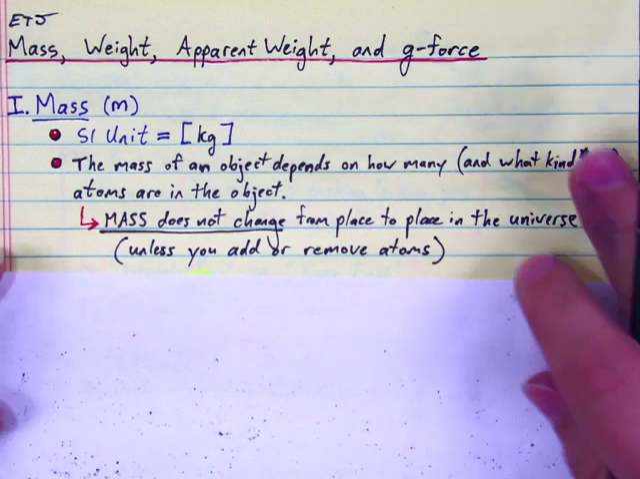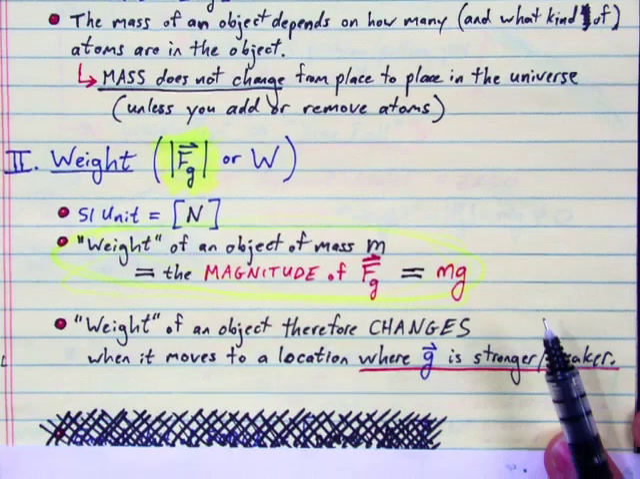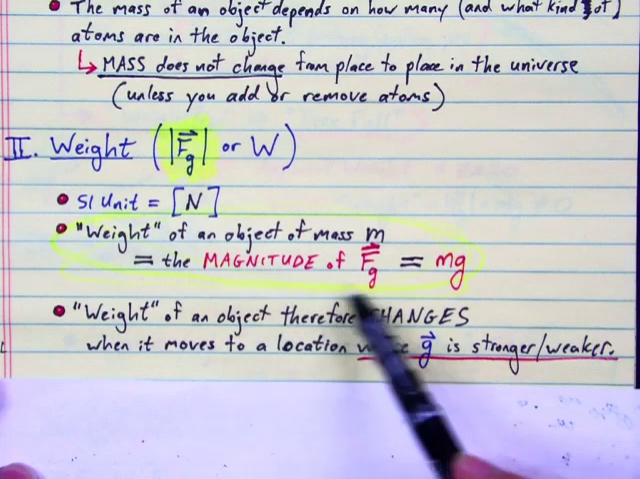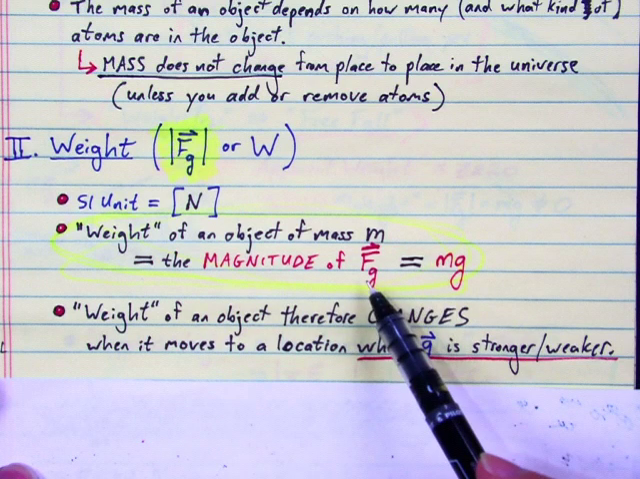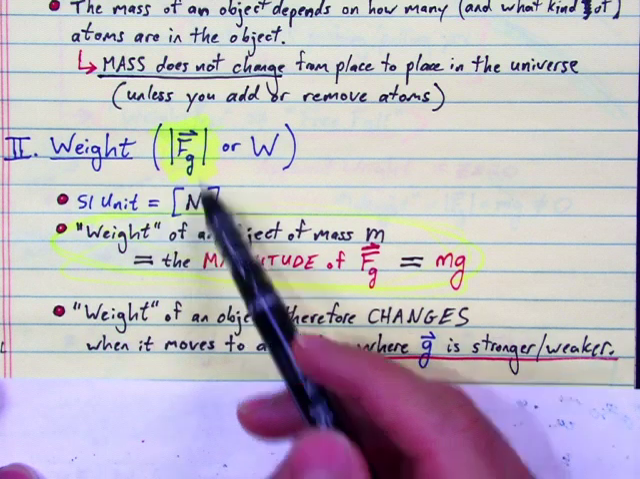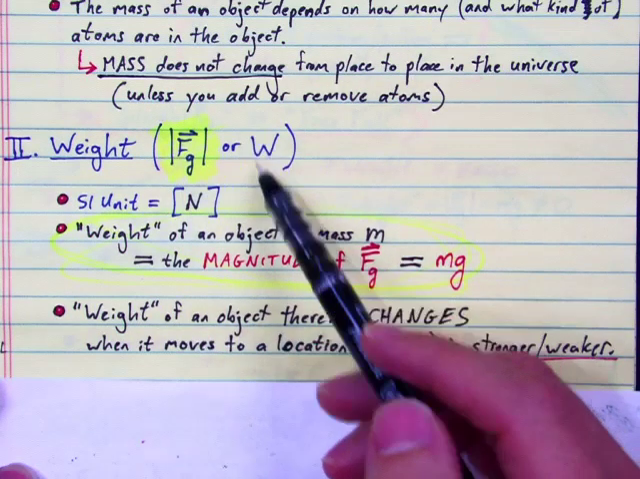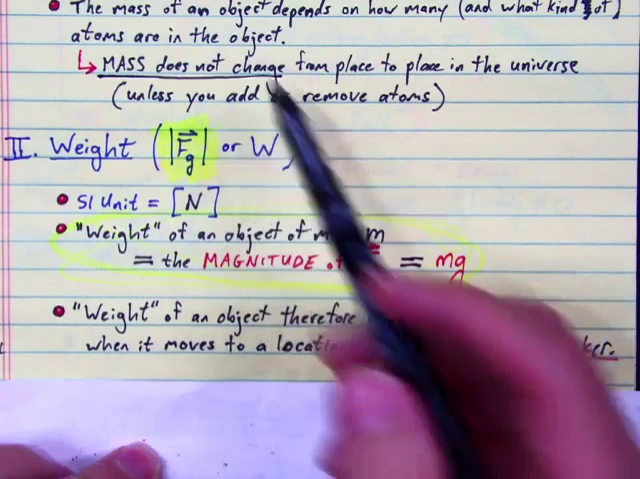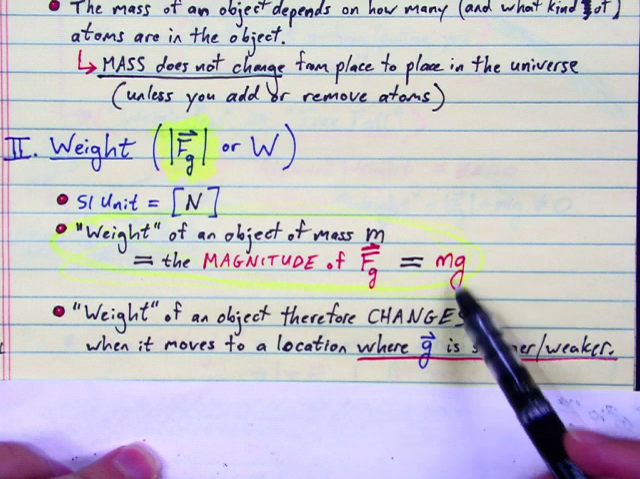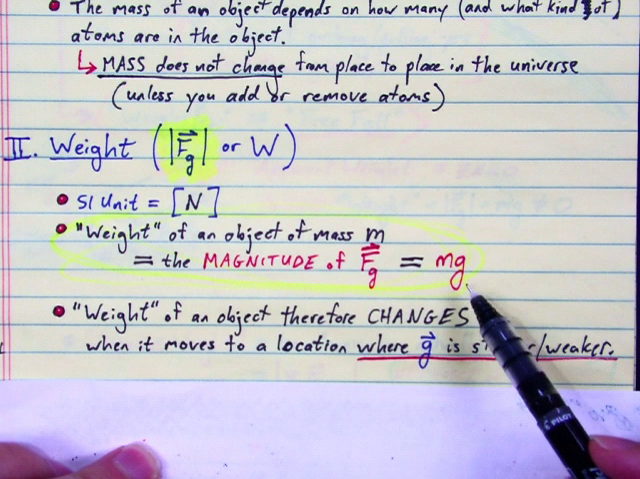Let's contrast that with weight. By the weight of an object, we mean the magnitude of the force of gravity acting on that object. So weight is a force measured in newtons. Magnitude of the force of gravity, sometimes we just call it a capital W for weight. It is also represented by m times little g, where g is the strength of the gravitational field.